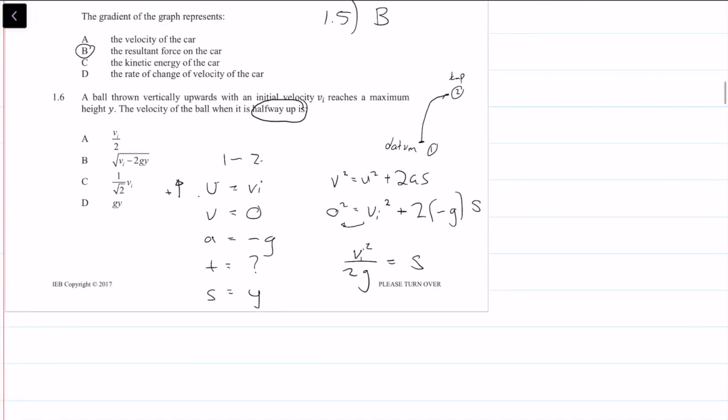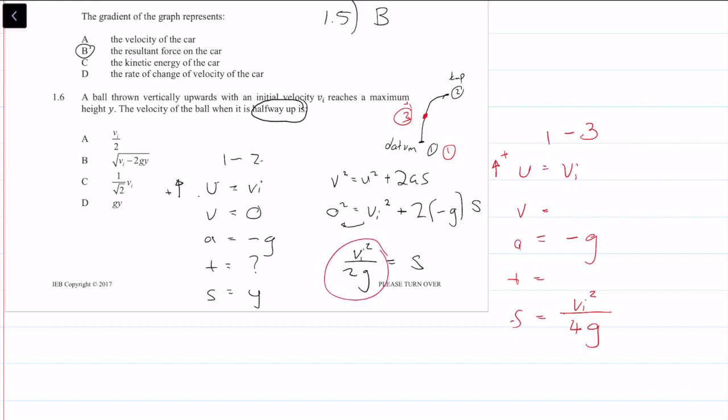Now I'm going to work from 1 to the halfway point, which is, let's say, 3. So between 1 and 3, the UVATS are the following. u is still vi, v is unknown, acceleration is minus g, taking upwards as positive once again. The time is unknown, and s is halfway up, so it's going to be vi squared over 4g. That's just half of this value right here.